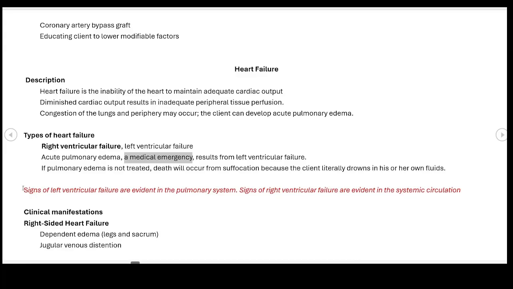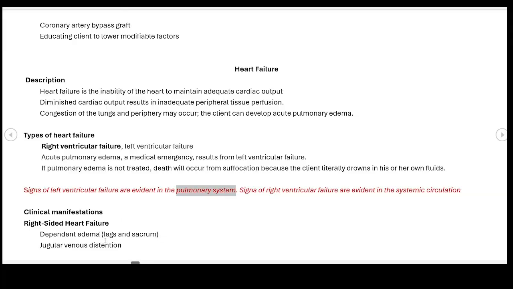So that's why I'm saying that signs of left ventricular failure are evident in the pulmonary system, which is the lungs. But signs of right-sided heart failure are more of the systemic circulation. So signs of right ventricular problems are evident in the system, but in the left, it is the pulmonary. Do not forget this. It's very, very important.